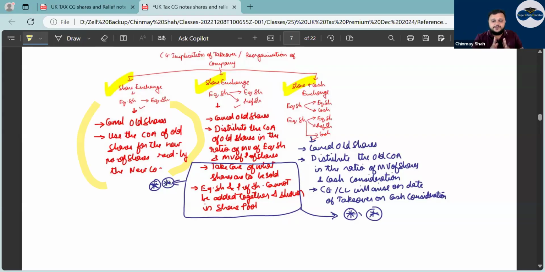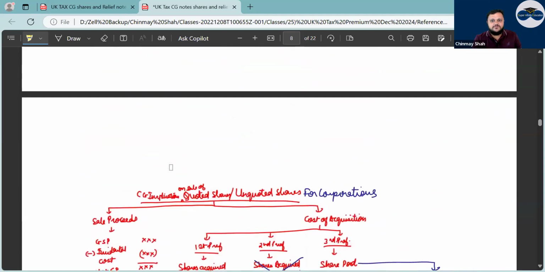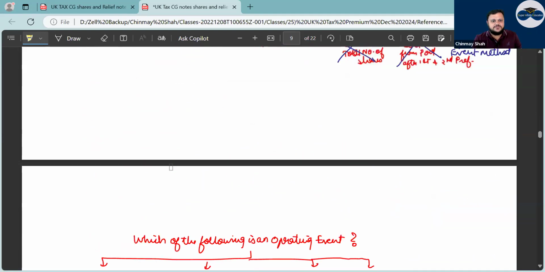Correct. But if in place of only equity shares, you get equity shares and preference shares both, then what do you take out? Take the old cost of acquisition, and take the market value of the new equity and preference shares, correct? Market value of both, right? And divide this old cost of acquisition in the ratio of market value. Have a look, market value. Here it would have been done.